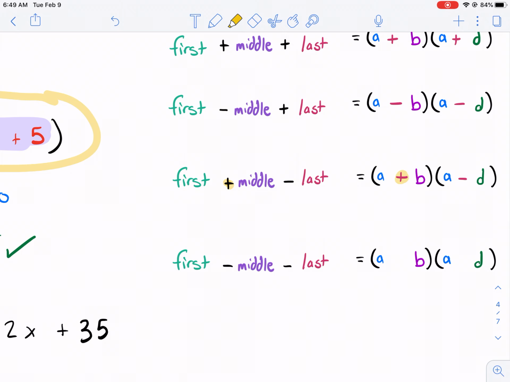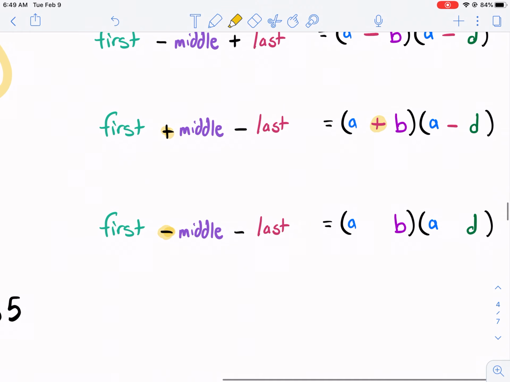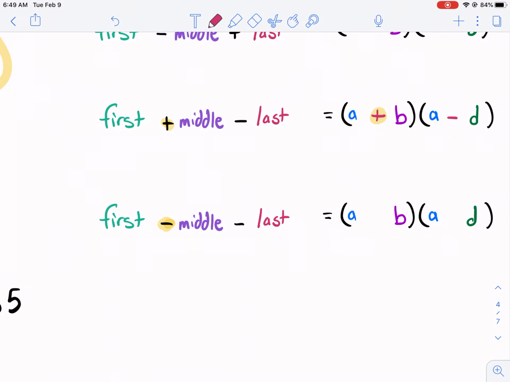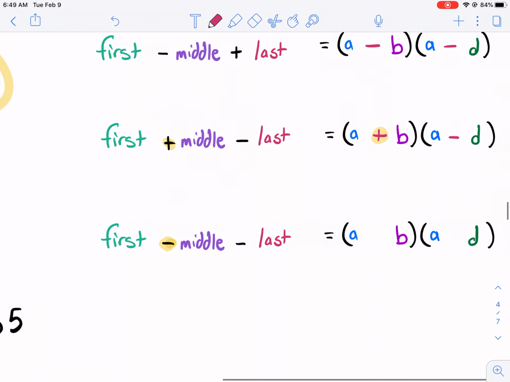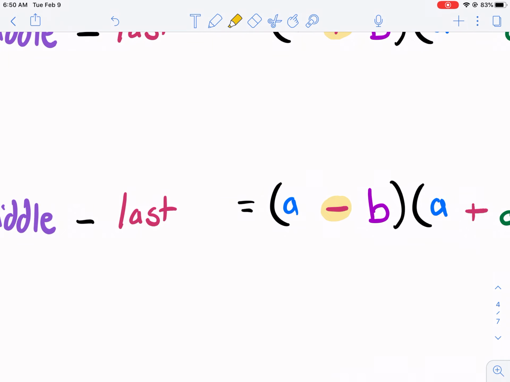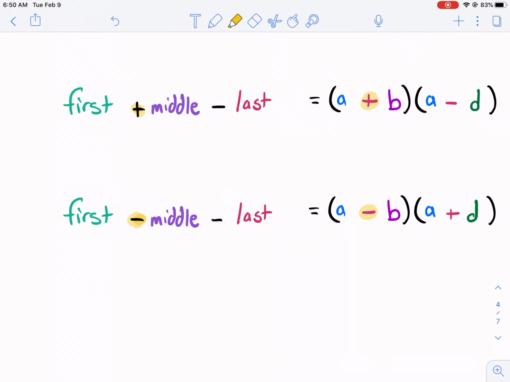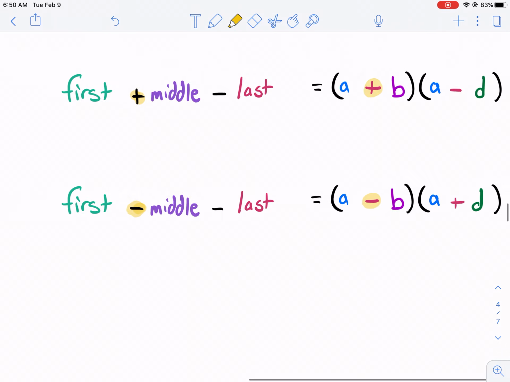Now, what happens if the middle term is negative and the last term is also negative? Well, again, that means we need to have opposite signs inside our parentheses, inside the binomials. But this time, we need the bigger number to be negative, not positive. Remember, the bigger number always wins. So if the middle term is negative, then the bigger number is also negative. Here the bigger number is B. So if the bigger number B is negative, then the middle term is going to be negative. And of course, the last term is negative because we have a positive times a negative.